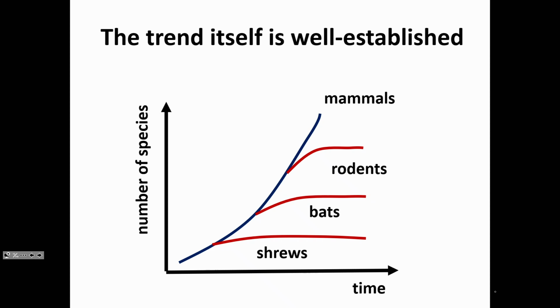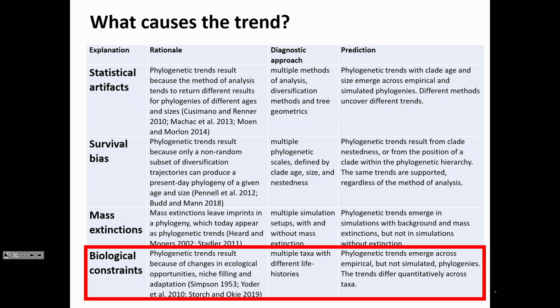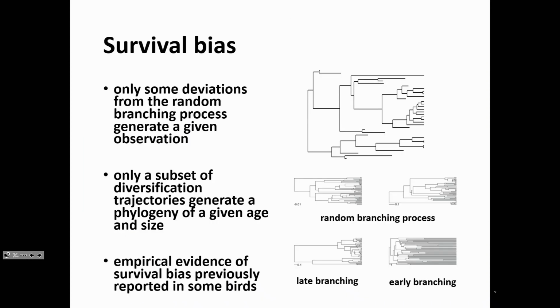But maybe we can take this again one step further and look at the potential causes of these patterns. So why do we see these patterns in the data? We were able to come up with 4 potential causes. And typically, we use the biological explanation, right? But today, I would like to focus on this one, the survival bias. The survival bias refers to the fact that only some deviations from the random branching process generate a given observation, right?